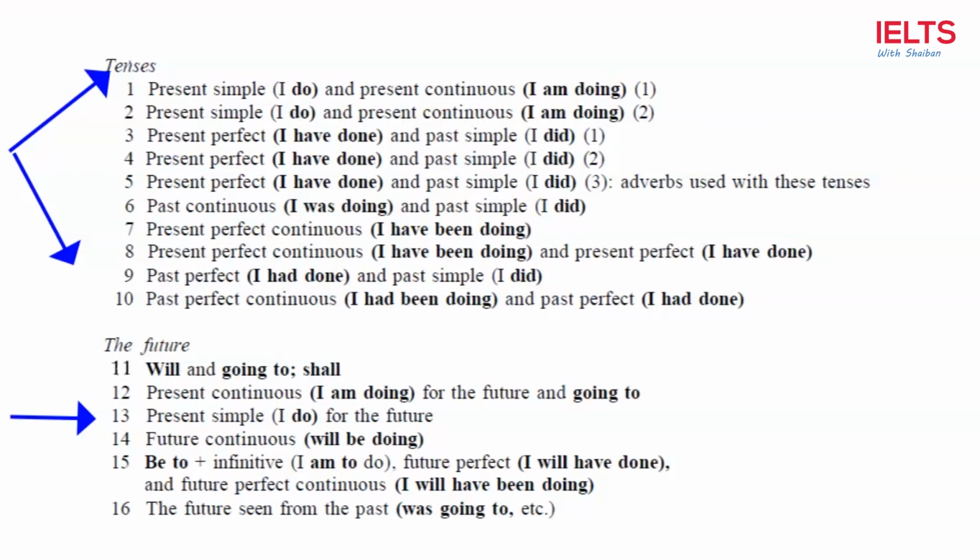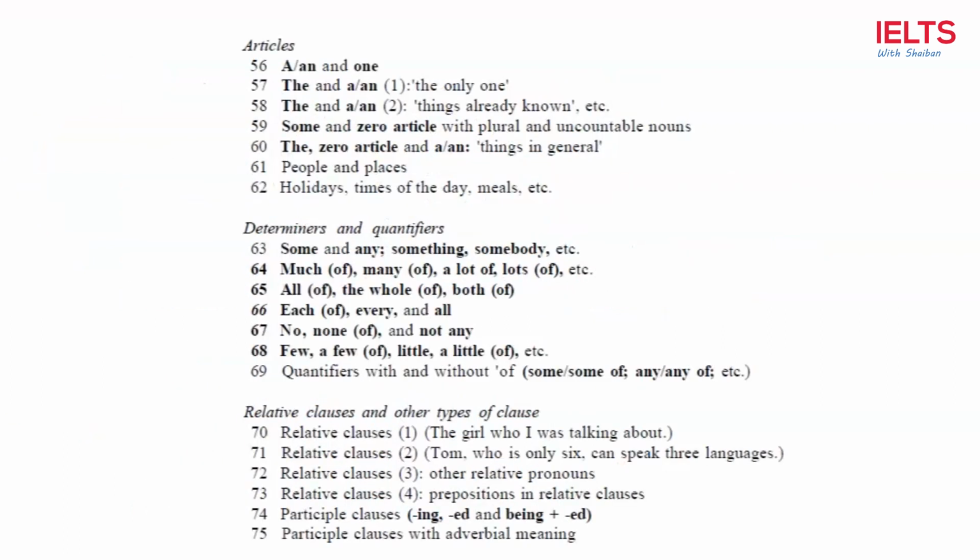Other topics which I think are really important, of course, we have here the articles, because most Arab learners have a problem with the usage of the articles, a, and the. And of course, we have the determiners.